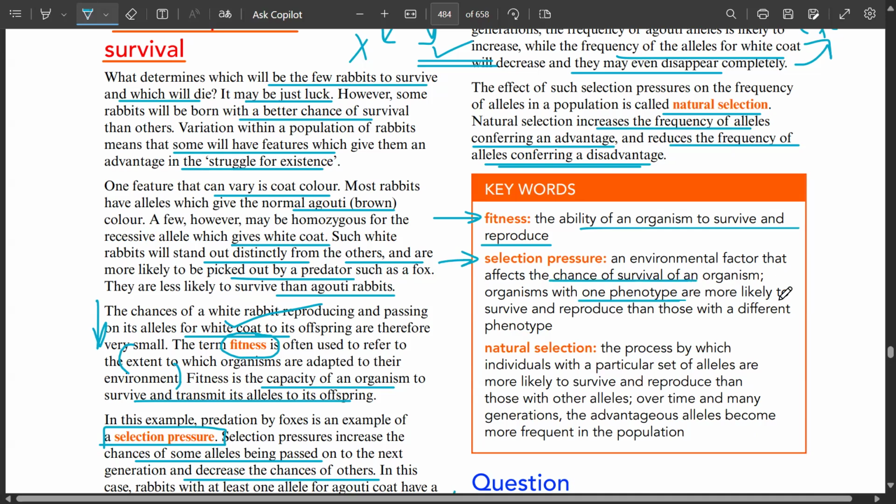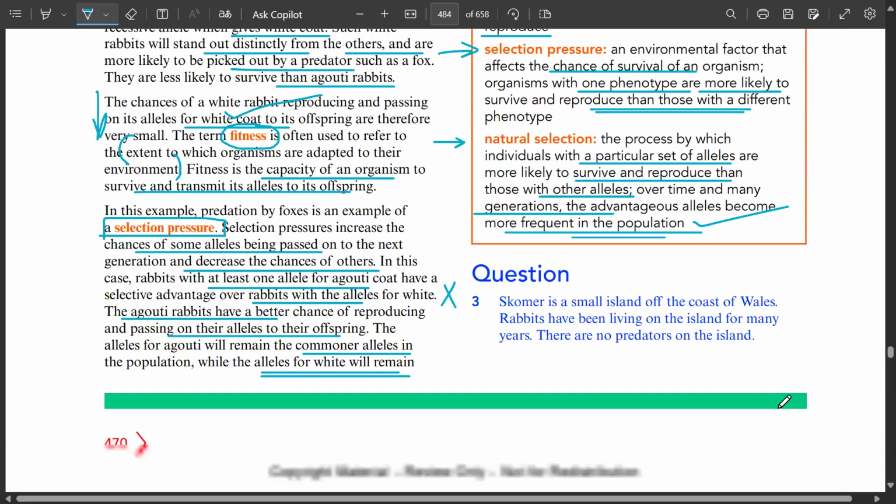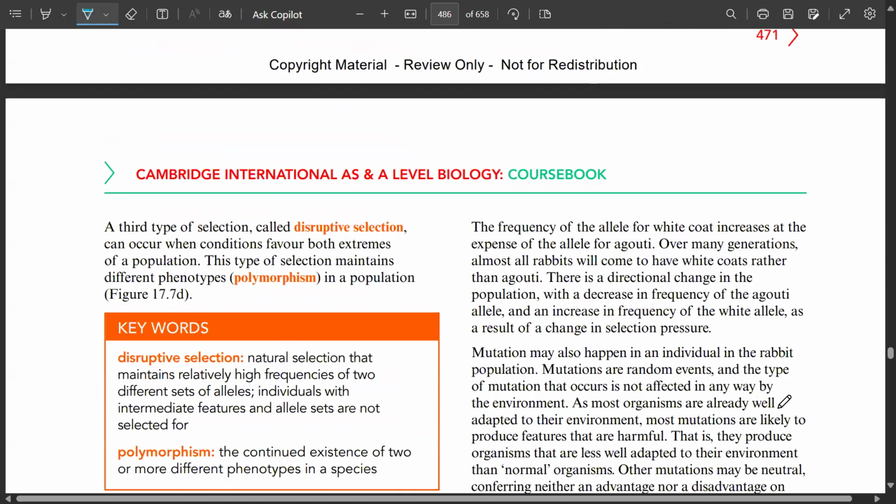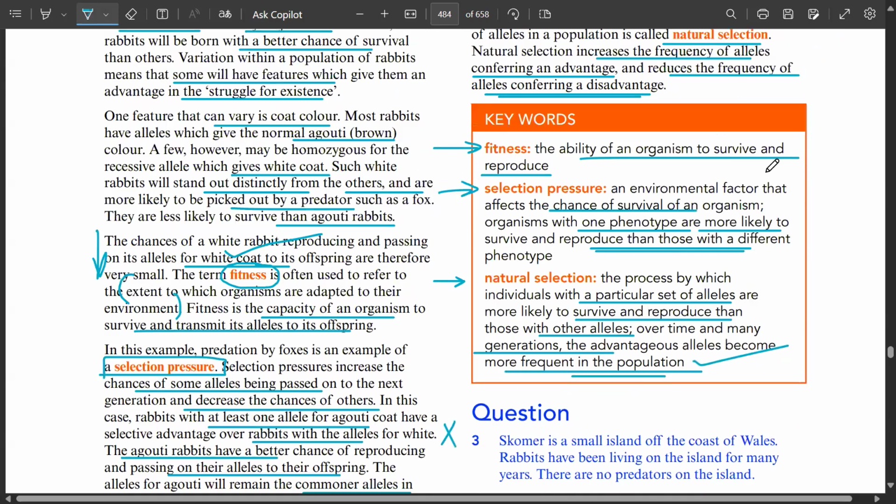Organisms with one phenotype are more likely to survive and reproduce than those with a different phenotype. And natural selection is a process by which individuals with a particular set of alleles are more likely to survive and reproduce than those with other alleles over time and many more generations. The advantageous alleles become more frequent in the population then, or जो disadvantages होती हैं which are not able to survive, they are no more found in the population. Is it clear? Yeah. Good.